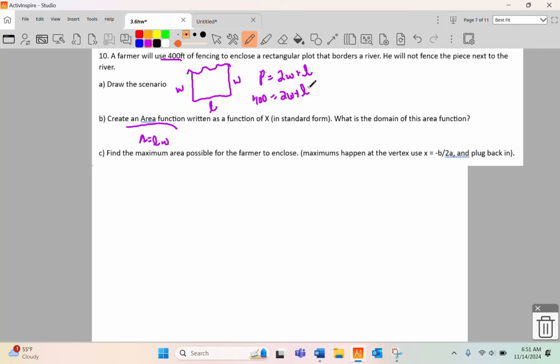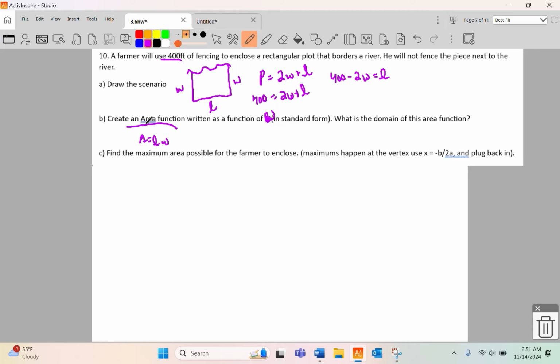Talks about writing this as a function of x. Since L is the single one, we're going to make that L, okay? 400 minus W. 400 minus twice W is my length. So I'm going to write it as a function of width, actually.